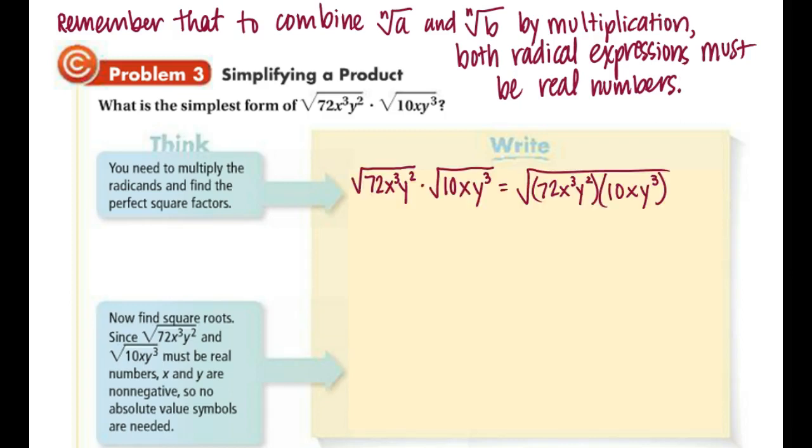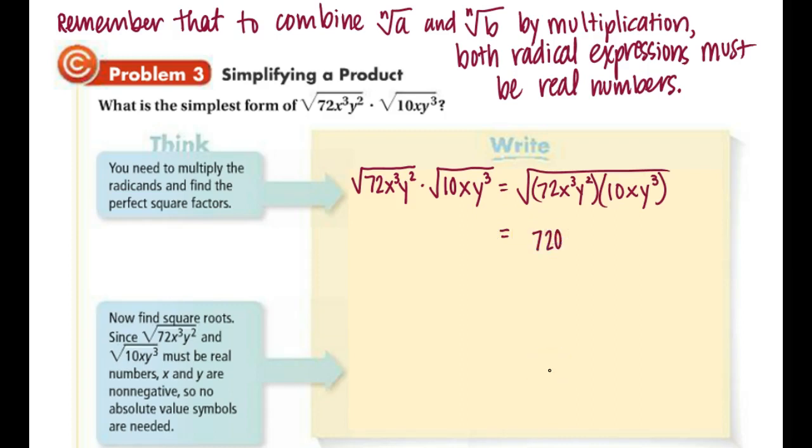Remember that when you're multiplying radicals, you always want to check to make sure that the indexes are the same. And both of these radicals are square roots, so that means we can combine them by multiplication. So you can see here that I wrote this product of radicals as the radical of 2 products underneath. So now I'm going to multiply the like terms. So when I multiply 72 and 10, I get 720.